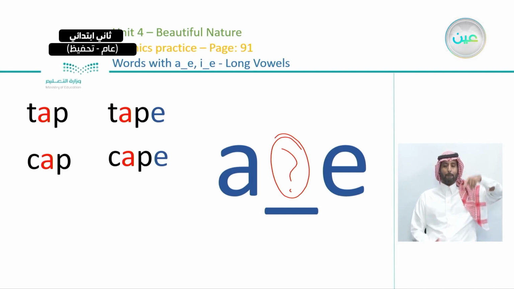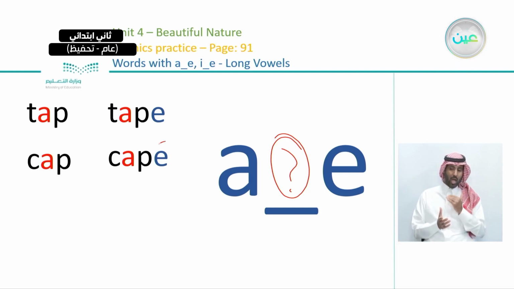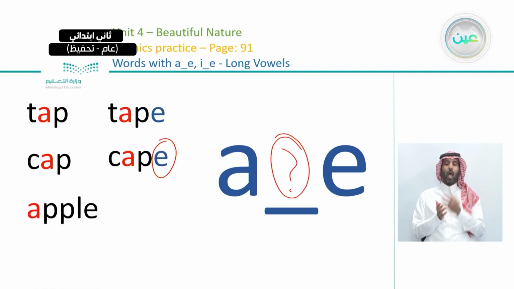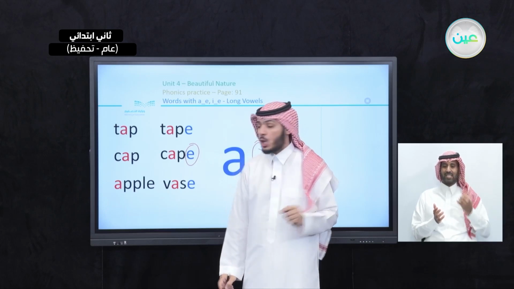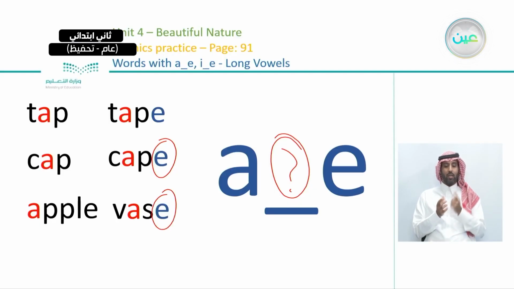Cape, cap, cape, cap. What is the difference? The letter E here. Okay, so cape, cap. What is this? Apple. Excellent. What about this? This is vase. Why? Because we have E.